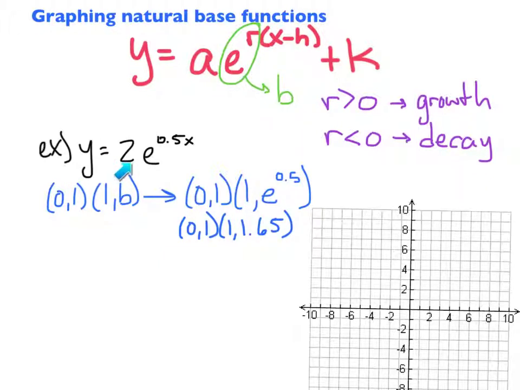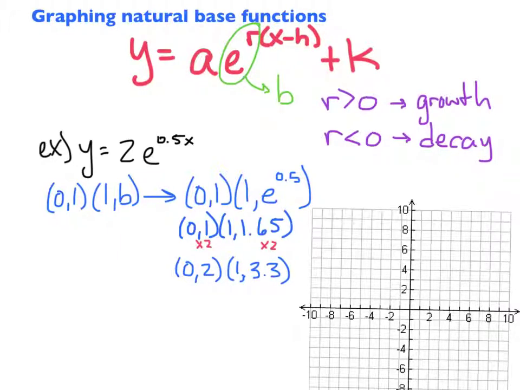Now, the only transformation to this function was this 2. What does that 2 do? It's a stretch by 2. How do you stretch by 2? You multiply the y values. So these y values get multiplied by 2. You should still have that number in your calculator, just hit times 2. Now we have new points, 0, 2 and 1, 3.3.